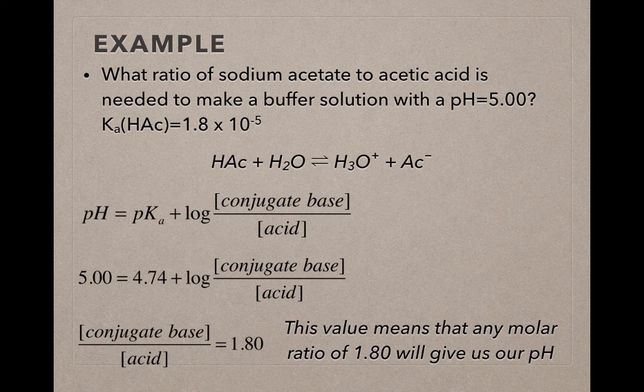So ideally, for a solution that we want to be able to absorb large amounts of acid or base, we want those concentrations of conjugate base and acid to be fairly high. If we just need a little bit, then the concentrations can be a little bit lower, but they have to be at that ratio of 1.8, and that will still give us a value of 5.0 for the pH.